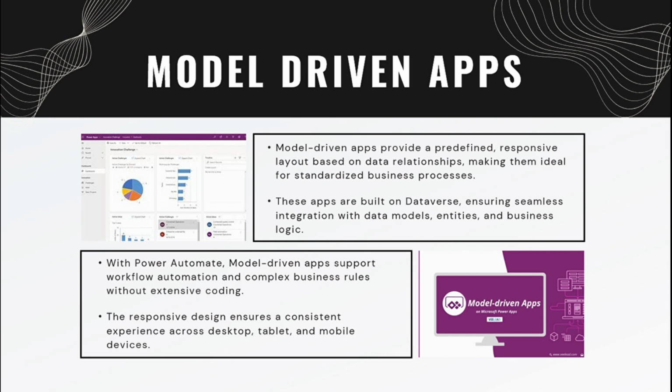The next point is that with Power Automate, model-driven apps support workflow automation and complex business rules without extensive coding. Power Automate, which is a tool of Microsoft Power Platform, plays a major part in the model-driven app. We use our business model values here. The next point is that responsive design ensures a consistent experience across desktop, tablet and mobile devices. So we don't have to create the responsive part of a model-driven app, which is necessary in the Canvas app.